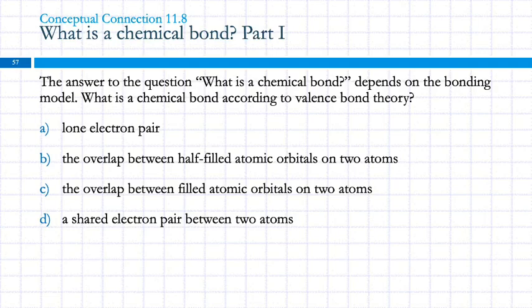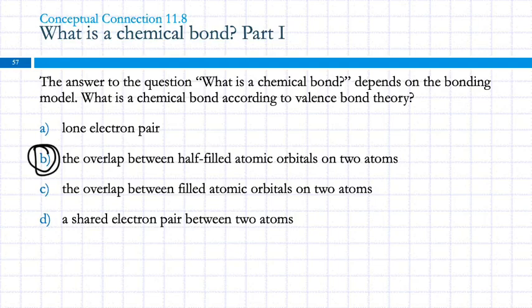So the answer to the question, what is a chemical bond, depends on the bonding model you're using. So what is a chemical bond according to valence bond theory? Is it a lone electron pair? Is it the overlap between half-filled atomic orbitals on 2 atoms? The overlap between filled atomic orbitals on 2 atoms? Or a shared electron pair between 2 atoms? B. Yep. Valence bond theory defines a bond as the overlap between half-filled orbitals on 2 different atoms. This description down here would refer to Lewis theory, a shared pair of electrons.